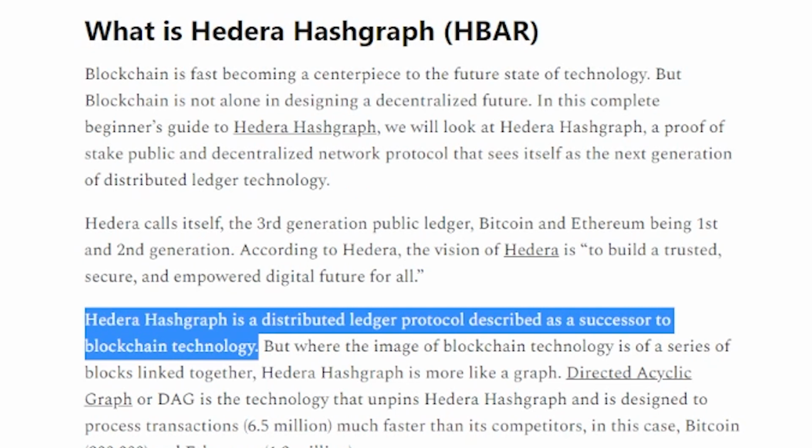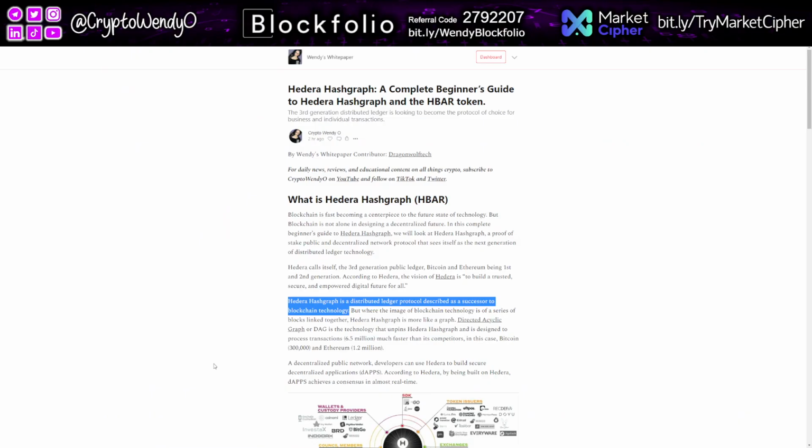Hedera Hashgraph is a distributed ledger protocol described as a successor to blockchain technology. So basically they're saying they're a little bit better than blockchain technology. And basically the way it works is a series of blocks linked together when we're talking about blockchain technology, but Hedera Hashgraph is more like a graph.